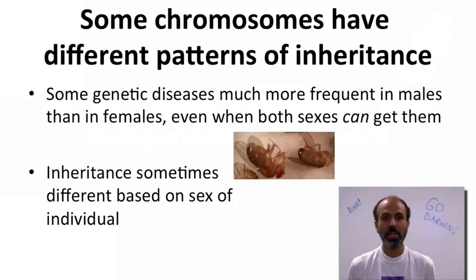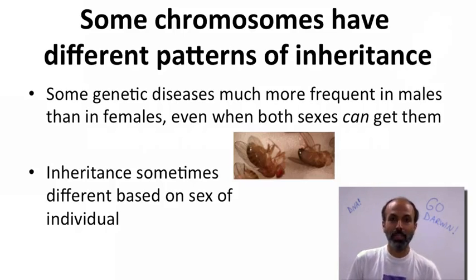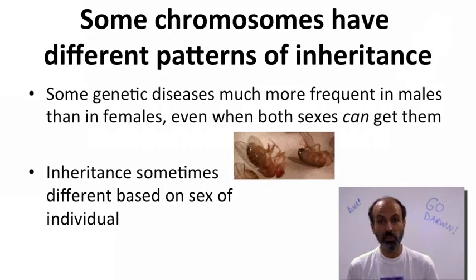Now, some chromosomes have slightly different patterns of inheritance from what I described previously in terms of the single copy from males, single copy from females going to offspring. And this was first hypothesized partially because there are some hereditary diseases that pop up much more frequently in males than in females. And this is true even when both sexes are likely to get the disease. You just see a lot more men having it than women having it. There are some cases of muscular dystrophy, for example, which fit this description.